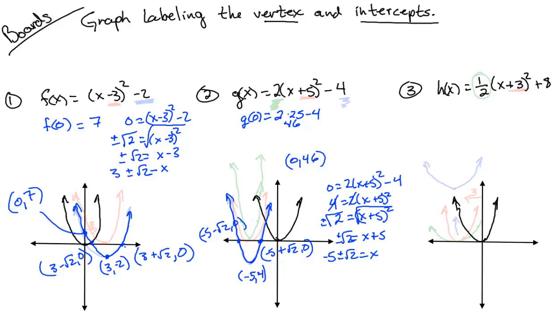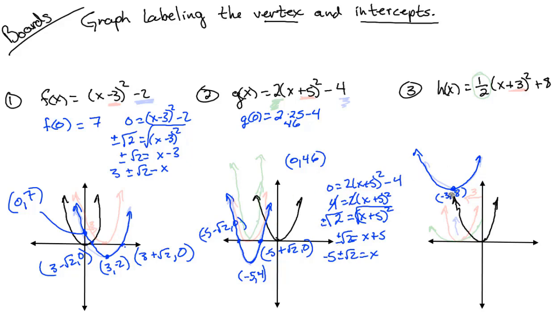And that was the last one we had. So let's go ahead and make that one darker. Yeah, this is 8 up. And the vertex, we were at negative 3, and then we went up 8. So that vertex is at negative 3, 8. Excellent, excellent. So we got that one.